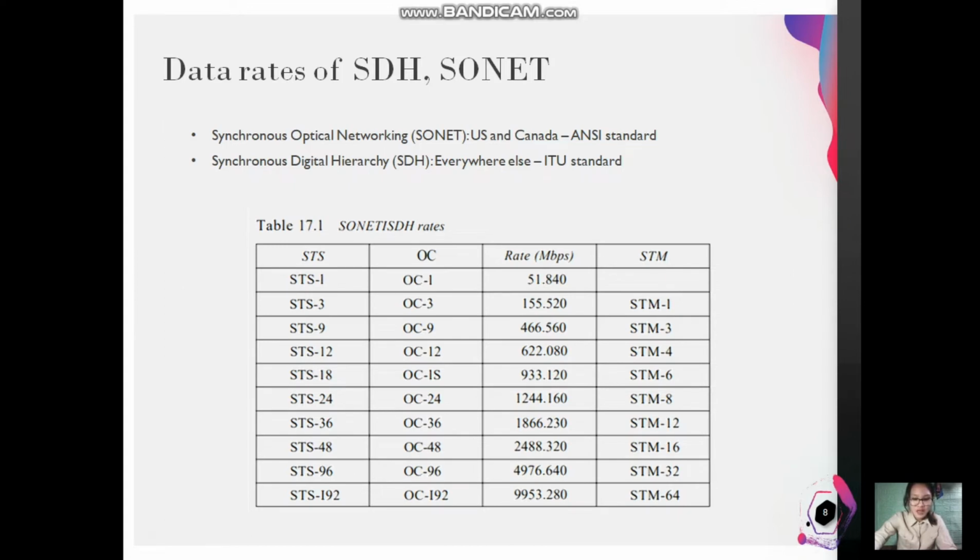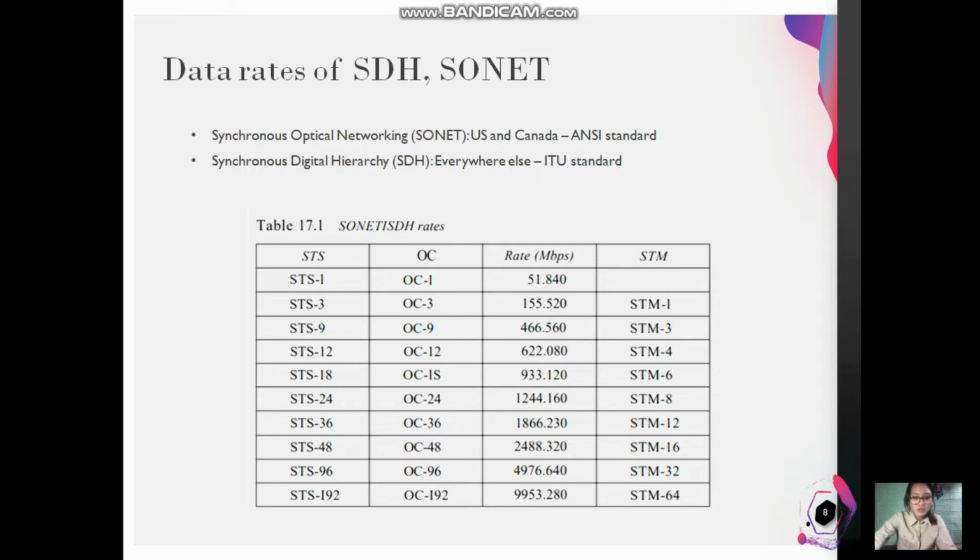Second, the STS-3 rate is exactly 3 times the STS-1 rate, and the STS-9 rate is exactly 1/2 of the STS-18 rate. So these relationships mean that 18 STS-1 channels can be multiplexed into 1 STS-18, and 6 STS-3 channels can be multiplexed into 1 STS-18, and so on.